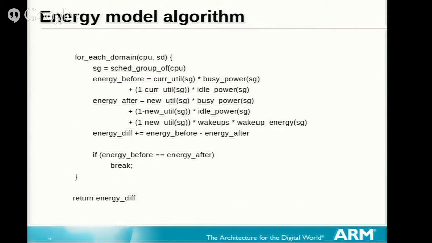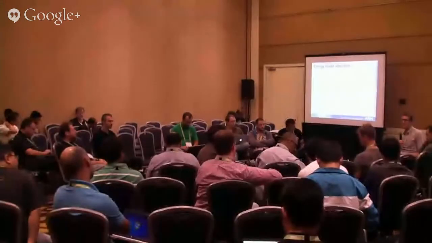So, question on the, probably the hardest thing in here to derive presumably is the wake-up energy. Do we have any analysis that shows how much better decisions you get by adding that extra knob versus just ignoring it? So to begin with, I didn't have the wake-up energy there. The problem is that if you don't have the wake-up energy, then there is no difference between adding a task to a new cluster.